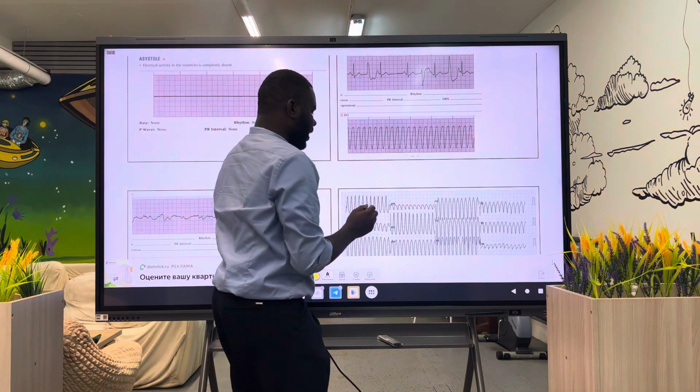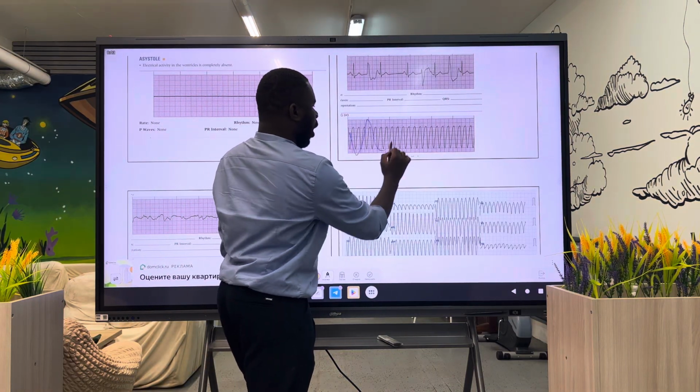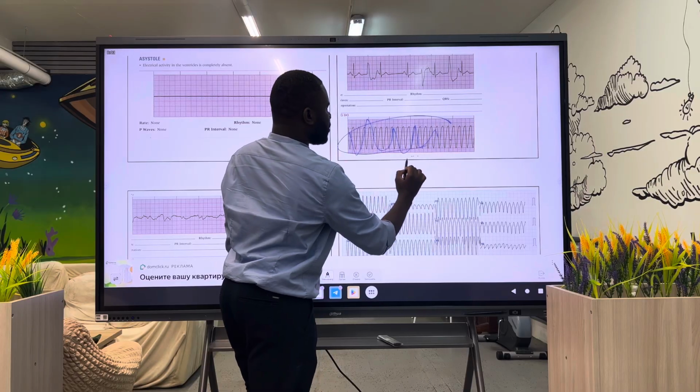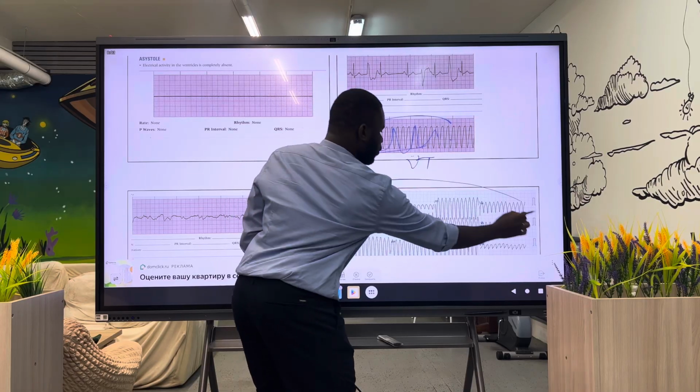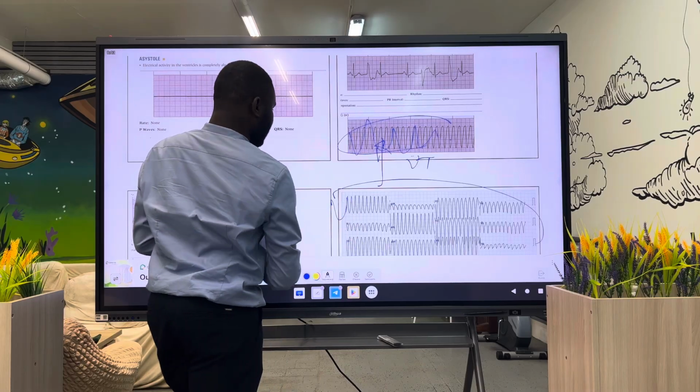In this case, we can see sharp movement up and down, up and down, up and down. So we know that this is VTAC. This one also, we can see it's a picture like this one. So this is also VTAC.